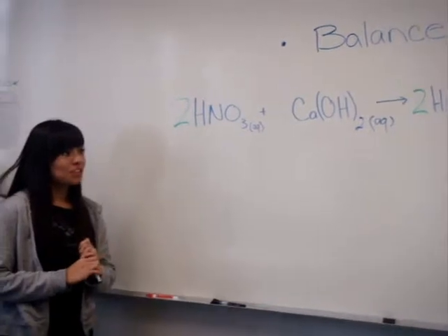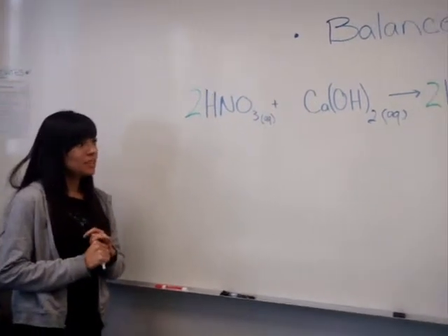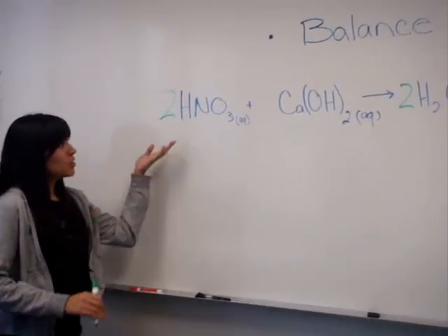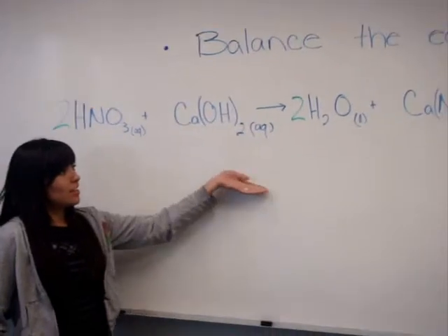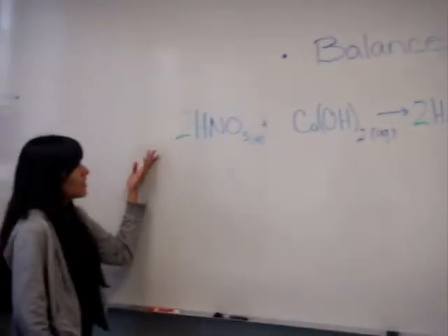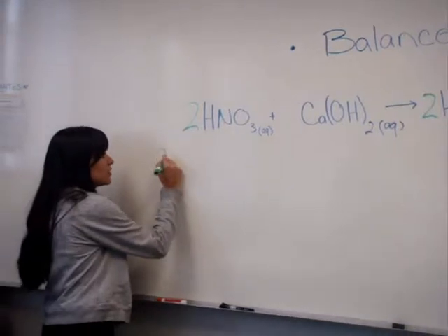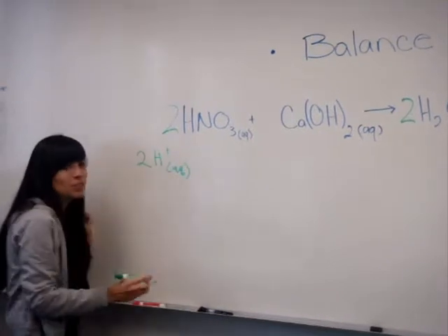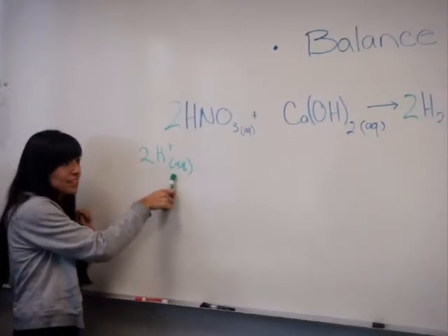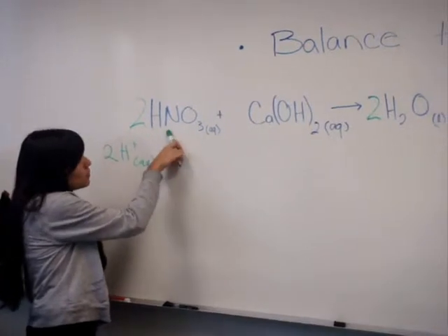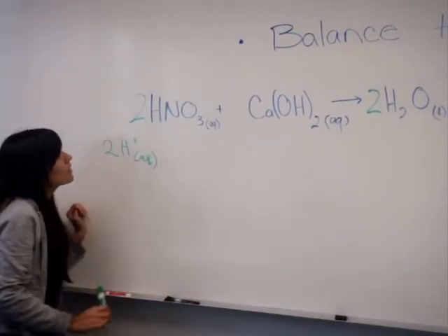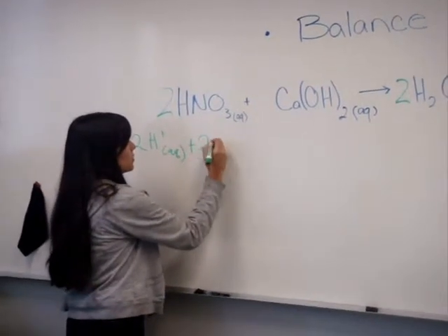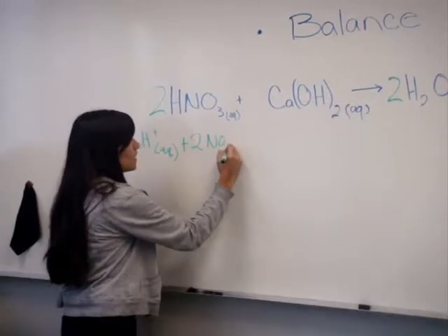Okay, now we will be showing you how to make the complete ionic equation. What you're going to do is break up all of these into their individual ions. So we're going to start right here, and we're going to write 2H plus aqueous. You always want to make sure that you include the charge and the state. Then we're going to move on to NO3, and since this is a polyatomic, we will not be breaking this apart, but we will carry the 2 over, so it will be 2 NO3 aqueous.